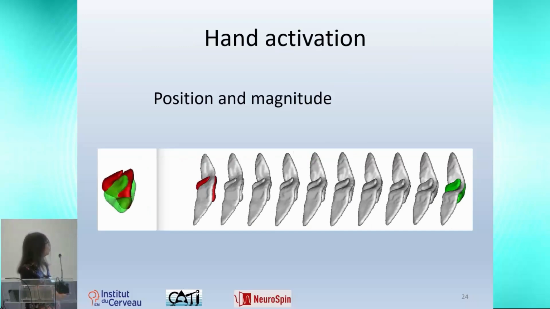So again, from the HCP data set, there's the hand activation. We plotted it onto this axis of the shape variability. And you can see, again, the activation follows the knob from one side to the other. And also the position, and also the magnitude is bigger when there is a bigger hand knob.